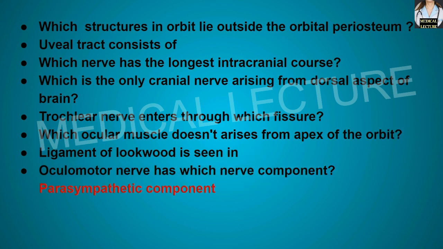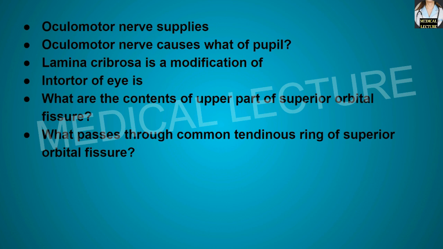Oculomotor nerve has which nerve component? So it has a parasympathetic component. Oculomotor nerve supplies which muscle? So it supplies the inferior oblique muscle. Oculomotor causes what of the pupil? Means does it cause constriction or dilation of the pupil? So it basically causes constriction of the pupil.